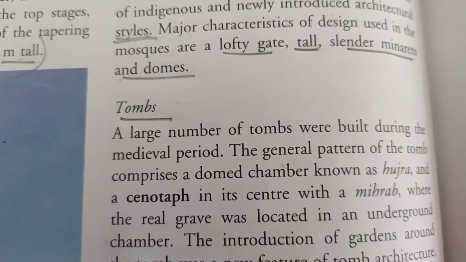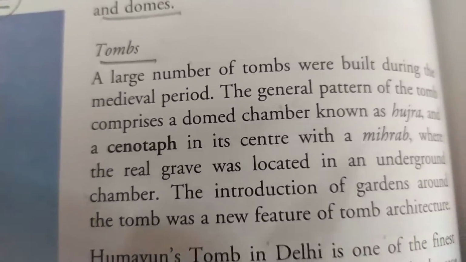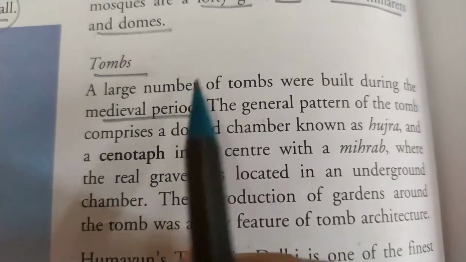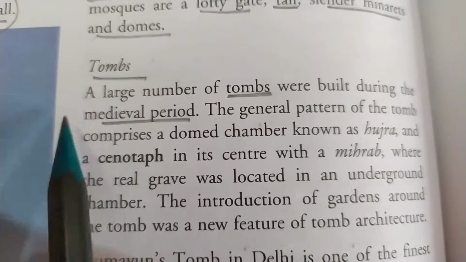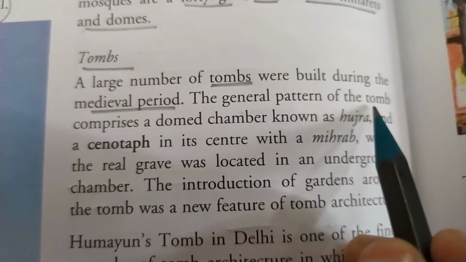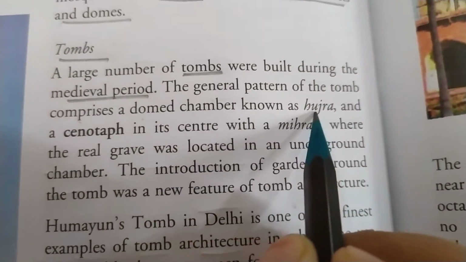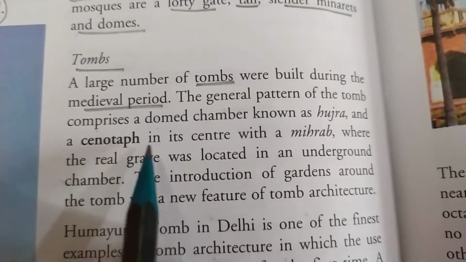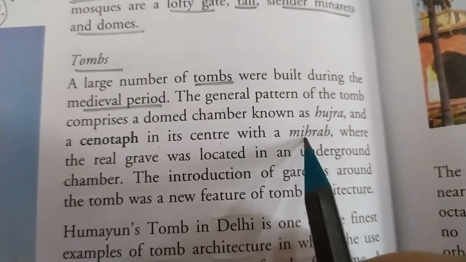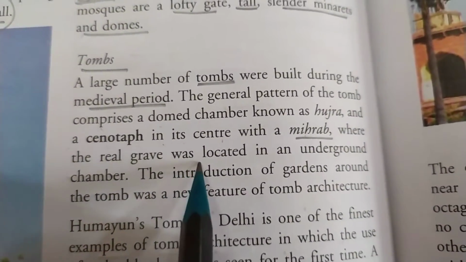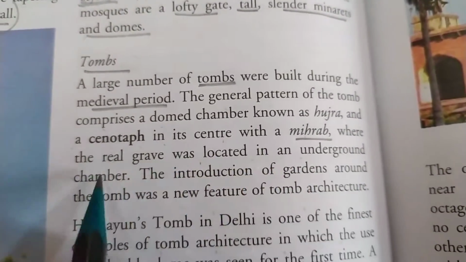Now we will discuss what the tombs actually were. A large number of tombs were built during the medieval period. So a huge number of tombs were made during the medieval period. The general pattern of the tomb comprises a dome chamber known as hujra and a cenotaph in its center with a mehrab, where the real grave was located in an underground chamber.